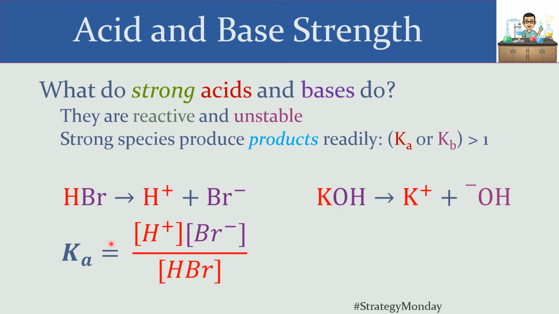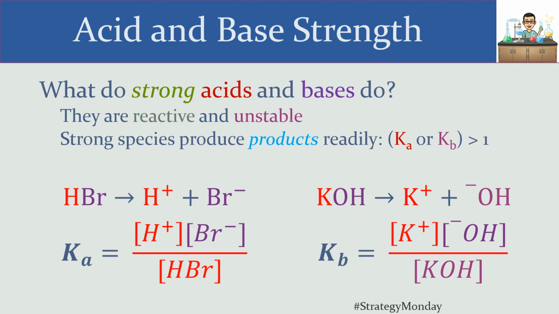And so that means the Ka value is going to be a lot bigger than 1. And I can say the same thing about potassium hydroxide. So we're going to have a K+ and an OH- amount that is way higher than the actual KOH that gets left behind. There's practically none of this molecule, and so this denominator here is really small. These numbers here are much, much larger, and that makes the Kb much bigger than 1.